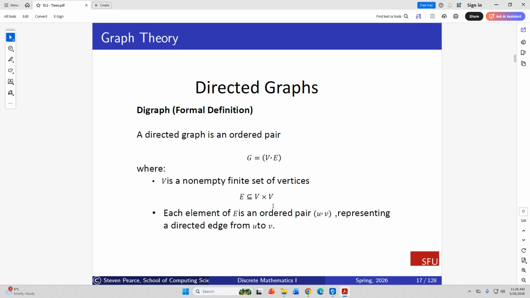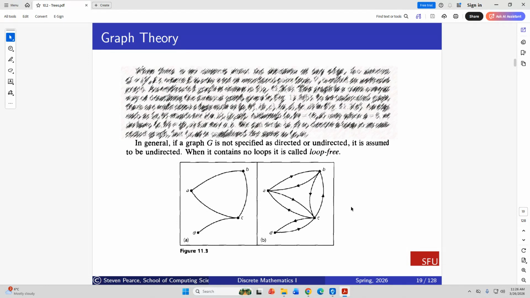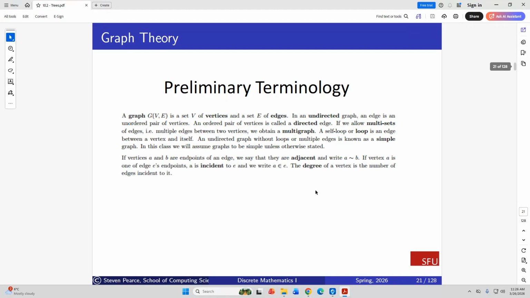Digraph formal definition. All right, so this is not saying anything new here, that's for sure. We've seen this already. This is from the other textbook, Grimaldi. We talked about this already in the former presentation on graph theory. And we talked about multigraphs and how it related to the Königsberg problem.